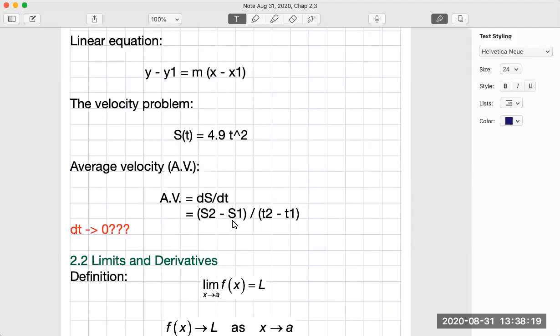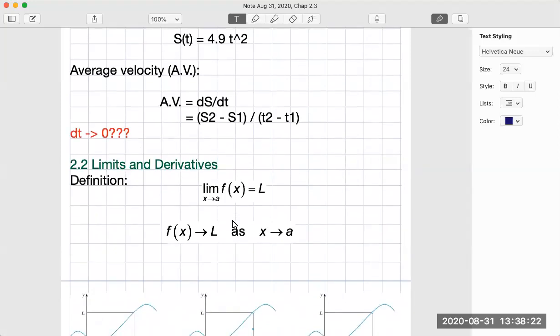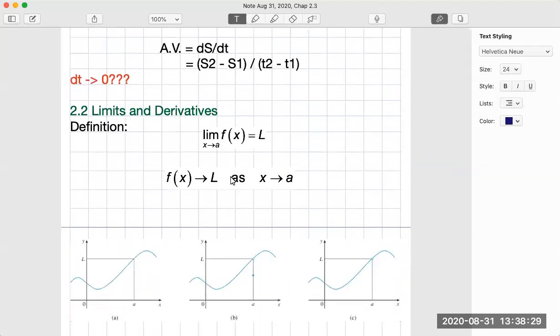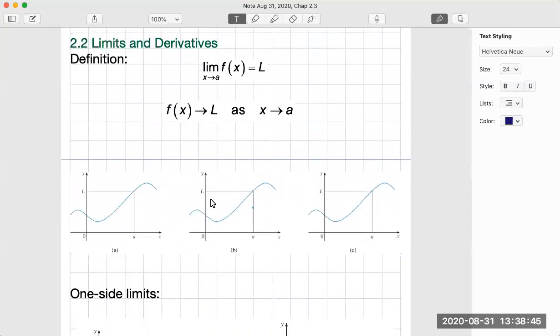Okay, and then in section 2.2, we study the limits and derivatives. But we're not studying derivatives yet, just talking about limits. Okay, the definition of limits is written this way. It means that f of x will approach capital L as x approaches a. So in this, remember this figure, x should approach a from both sides, right? And the function f may be defined at that point a, or may not, right?